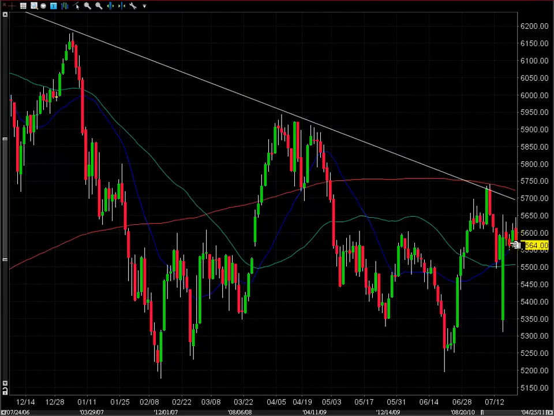But we do like that the index is holding here near its high. It had a shakeout day a couple days ago on the open, but it closed strong. So keep an eye on the Nifty. If it gets above the 5750 level, that's going to confirm a breakout above the downtrend line and the 200-day moving average, and we'll see a lot of bullish setups in the Indian stock market.